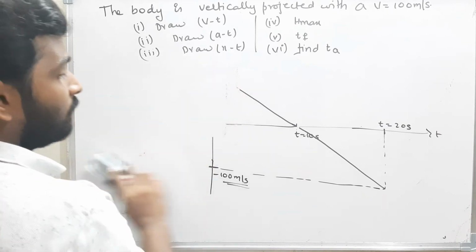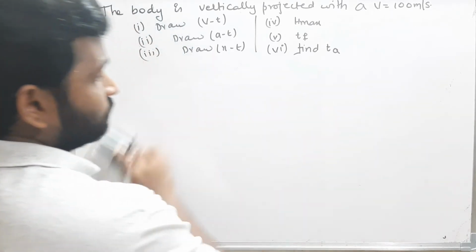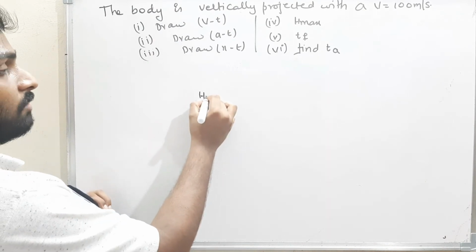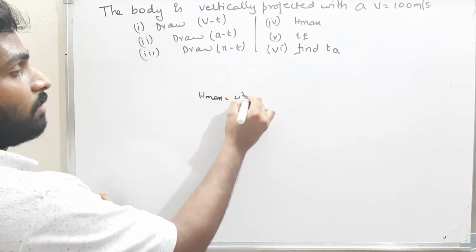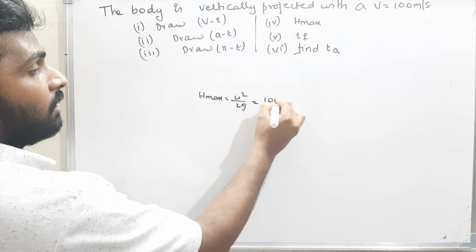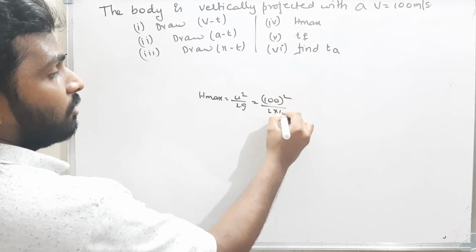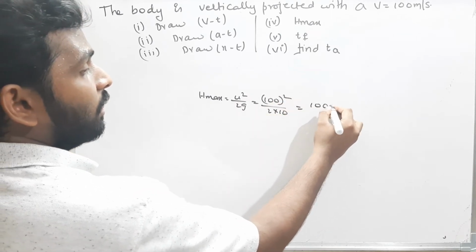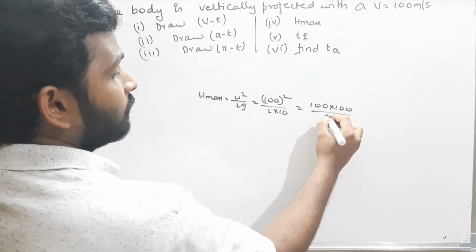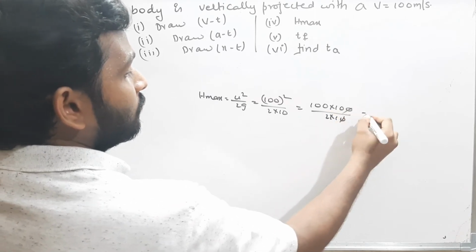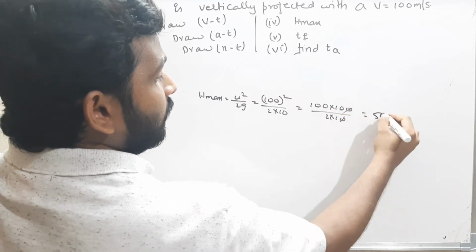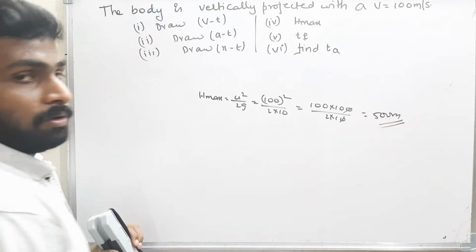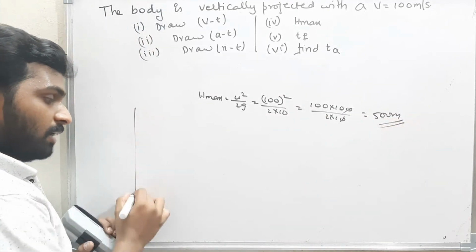x-t graph. How can I draw the x-t graph? What is the maximum height reached? Therefore, maximum height reached I will get as u square by 2g. That is 100 whole square by 2 into 10. How much? 100 into 100 by 2 into 10. Therefore, 1000 by 2 is nothing but 500 meters. Okay. Now see here, x-t graph.